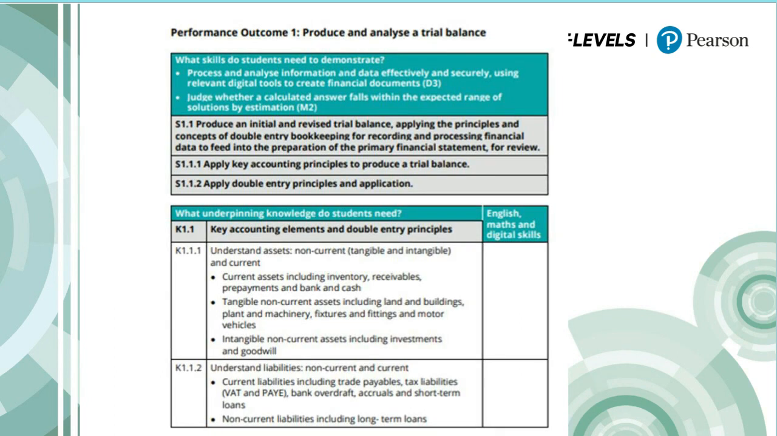So let's have a look at that in a little bit more detail, and we're going to use performance outcome 1, produce and analyse a trial balance, as an example. We're not going to look at all of it because we don't have time, but just as an example here. Now, at the very top, you can see in the green box that included there are the skills from the general competency framework that your students will need to have the opportunity to demonstrate through the knowledge and skills covered in the performance outcome. Okay, you can see D3 and M2 in brackets.